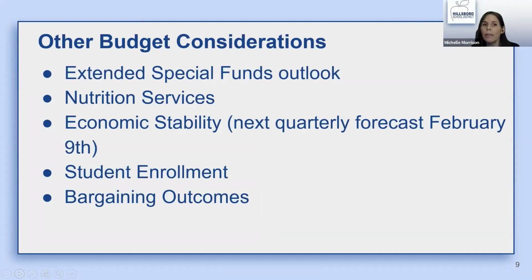These are our other budget considerations. So we have the extended special funds outlook. Those are the major grants. They're fairly new to the district, and 21-22 is the first year that High School Success and the Student Investment Account are fully funded. Because of that, we don't have a lot of history to rely on. Right now we're planning that those will continue and be stable for us, but if for some reason that becomes different, it will definitely impact our general fund.